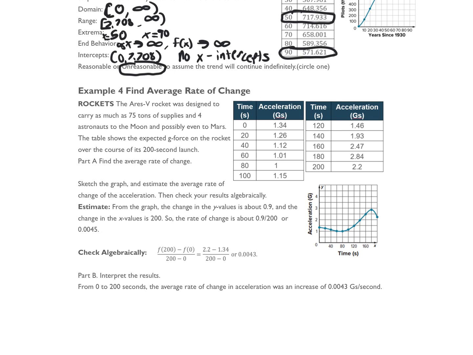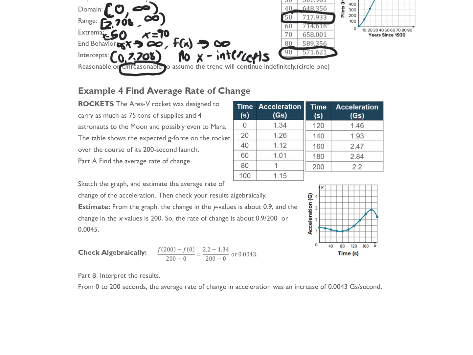All right, so let's look at this last example. We're doing average rate of change, and I believe there are some questions like this on the homework. The Ares 5 rocket was designed to carry as much as 75 tons of supplies and 4 astronauts to the moon and possibly even to Mars. The table shows the expected G-force on the rocket over the course of its 200-second launch. Part A says find the average rate of change. The first thing we're going to do is sketch the graph and estimate the average rate of change of the acceleration. Then we can check our results algebraically.